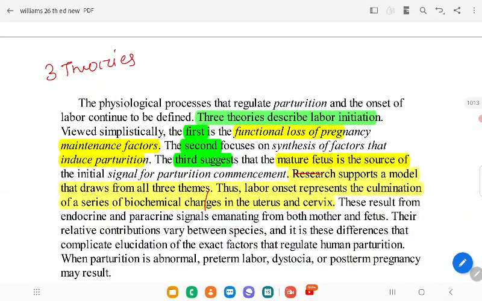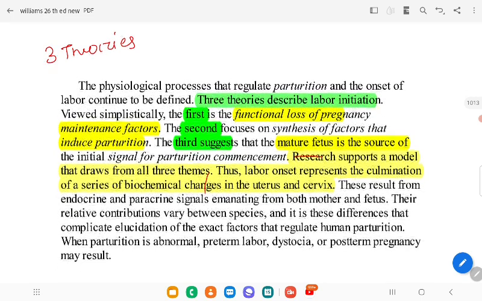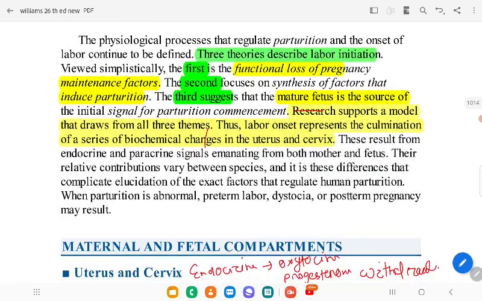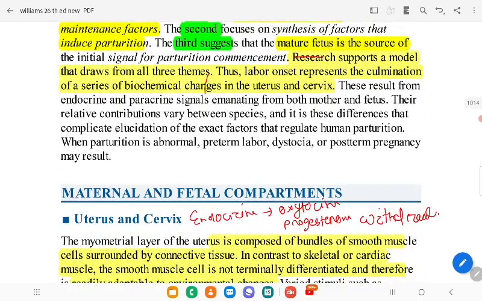There are three theories of the physiological processes that regulate the maturation and the onset of labor. The three theories describe labor initiation. The first theory: the functional loss of pregnancy maintenance factors. Second focuses on the synthesis of factors that induce maturation. The third theory suggests the mature fetus is the source of the initial signal for commencement. The various research supports a model that draws from all three theories. Thus, labor onset represents the accumulation of a series of biochemical changes in the uterus and the cervix.